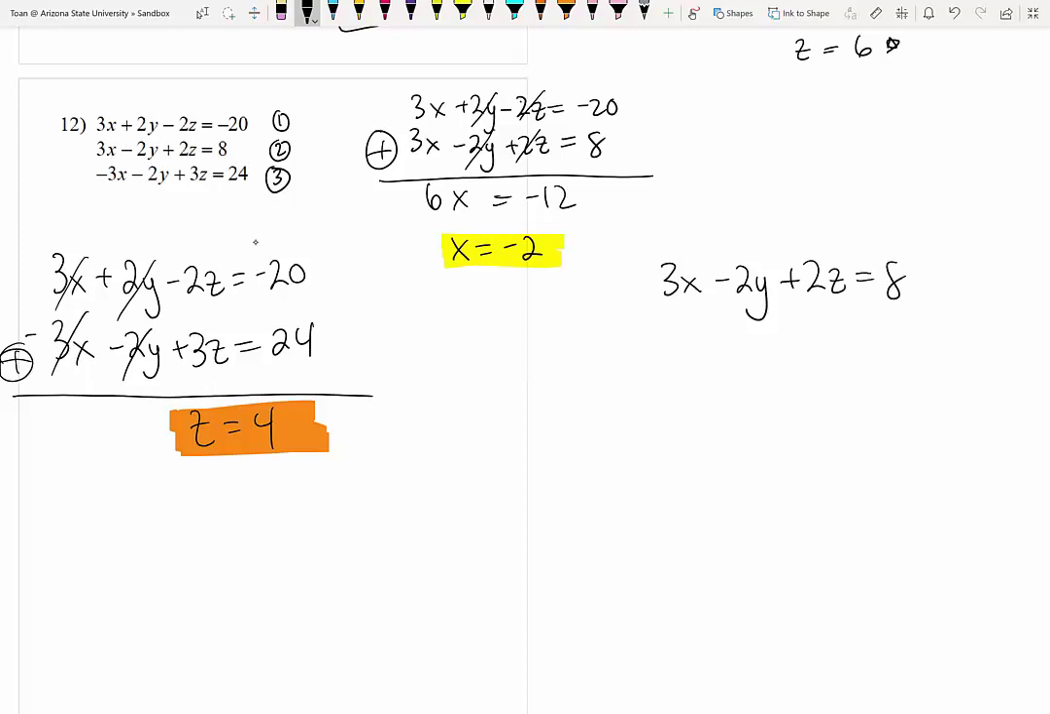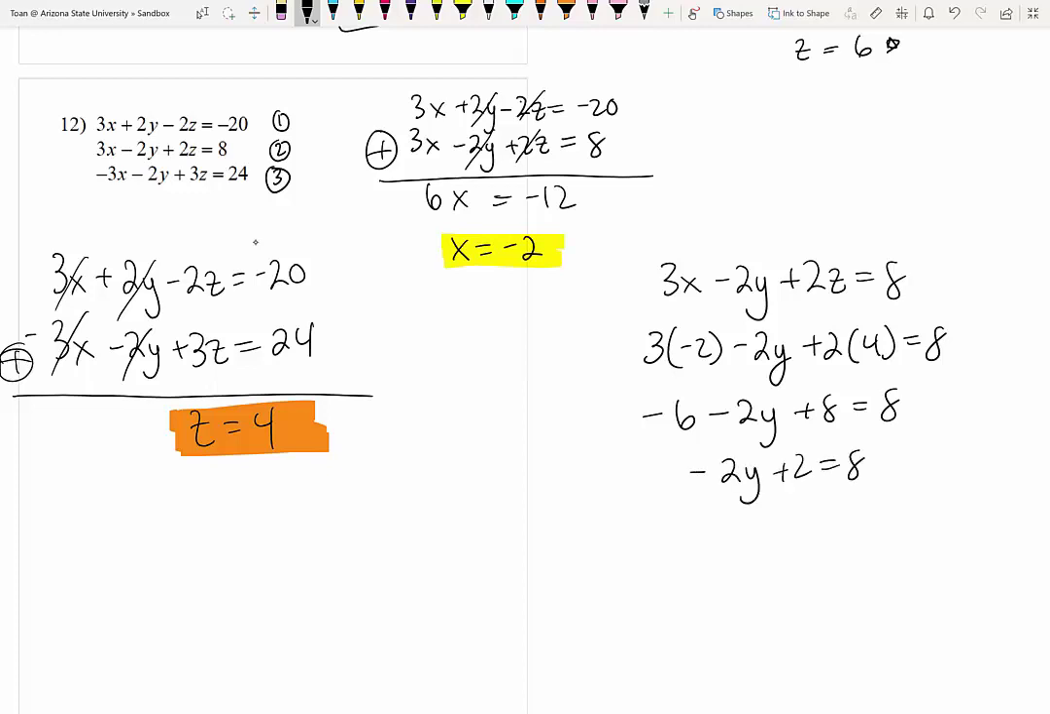And then just plug in the numbers that we have. We know that x is -2. We don't know what y is, but we do know z is 4. And then you just go ahead and do math. So that's -6 minus 2y plus 8 equals 8. Combine like terms. -2y plus 2 equals 8. Subtract the 2. -2y equals 6. Divide out the -2. y equals -3.